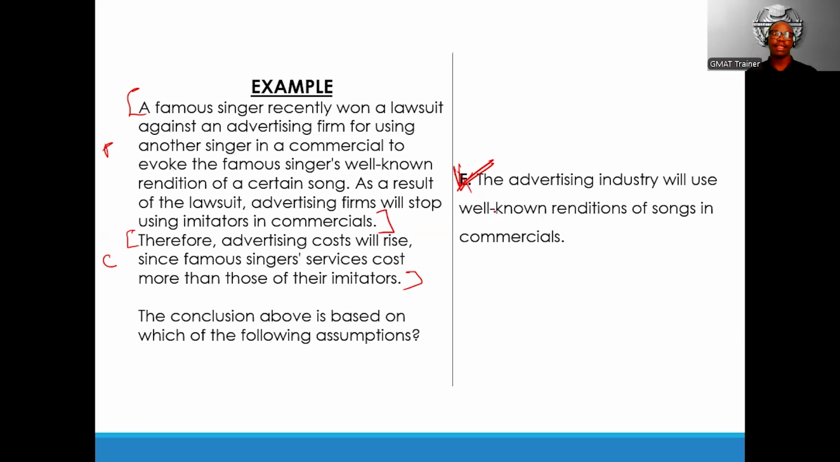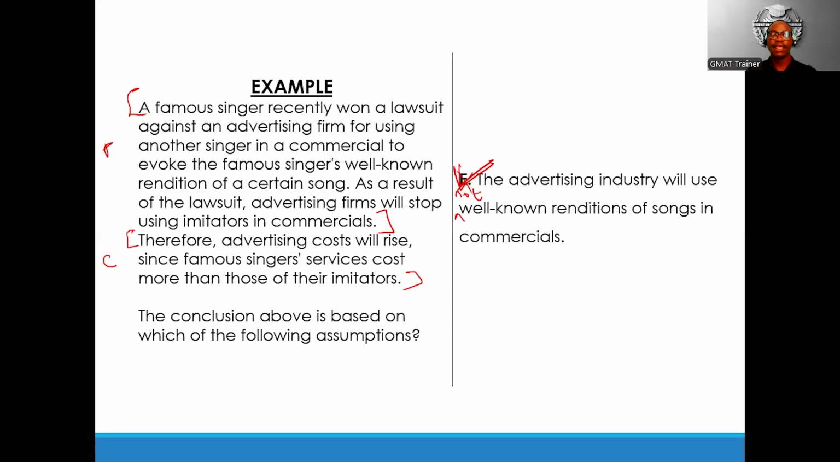Now, let's apply the negation test. Let's apply it to the answer choice we feel is correct. E, we have already done it subconsciously, but let's look at this in practice. The advertising industry will use well-known renditions of songs in commercials, right? If you negate this, you'd have the advertising industry will not use well-known renditions of songs in commercials, right?